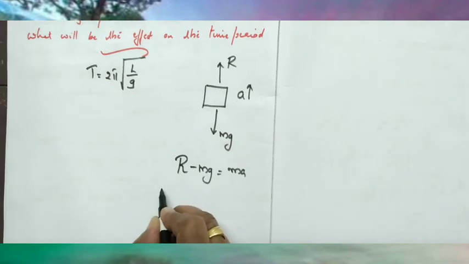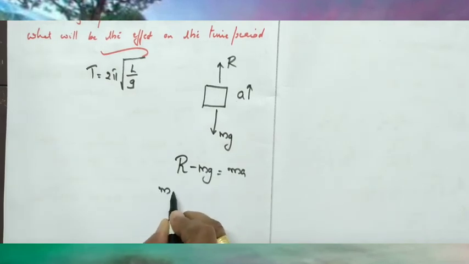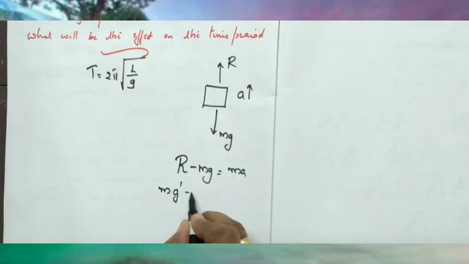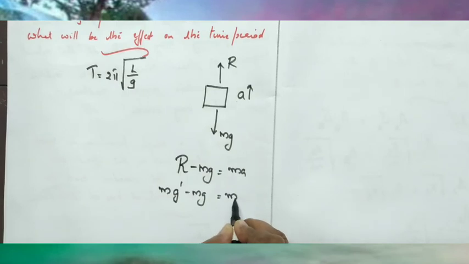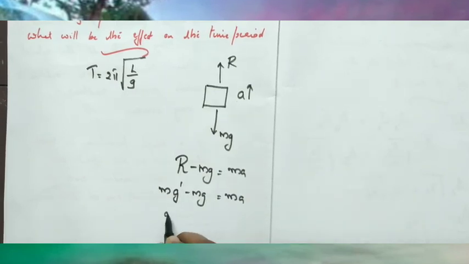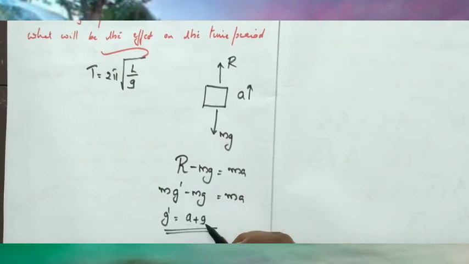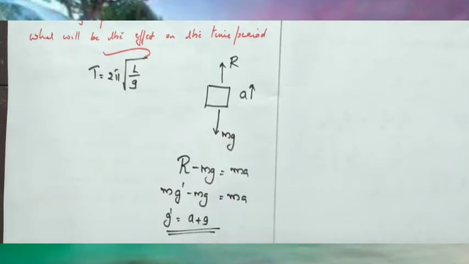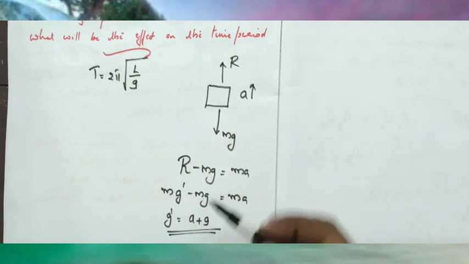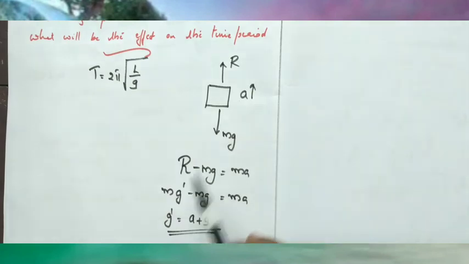And here this can be written as normal reaction is m into its acceleration. Let the acceleration be g dash. So g dash minus mg is equal to ma, or g dash is equal to a plus g. So the net acceleration due to gravity is the original acceleration due to gravity plus a. So that means acceleration due to gravity increases, isn't it? If the lift is moving upward with an acceleration a, the total acceleration due to gravity increases.